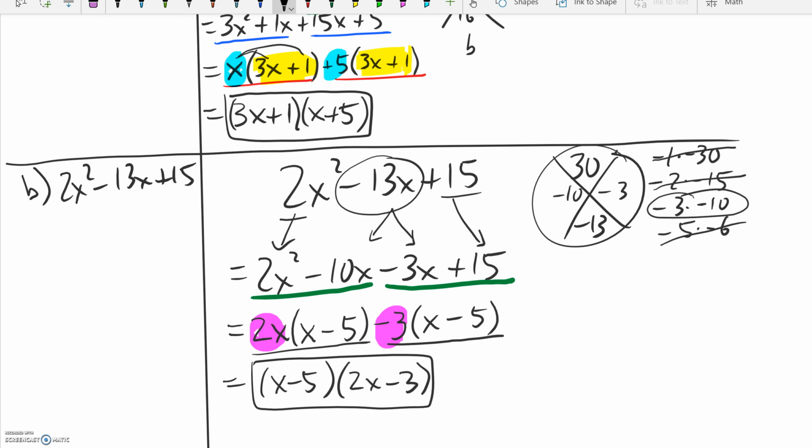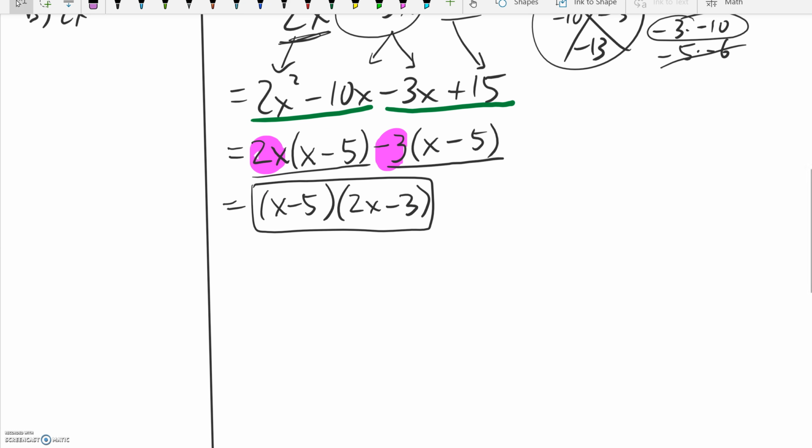X times 2x is 2x squared. The last terms, negative 5 times negative 3 is positive 15. And then your middle terms, that would be a negative 10x and then a negative 3x, and those add up to negative 13x. So we got it. Our answer, let me clean that back up a little bit. That's perfect right there. We did it.